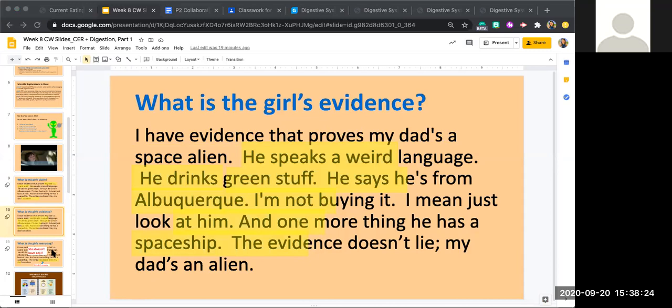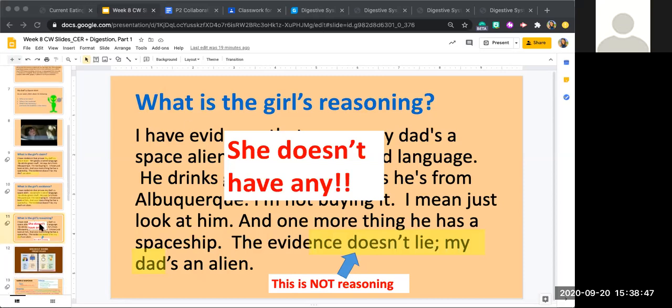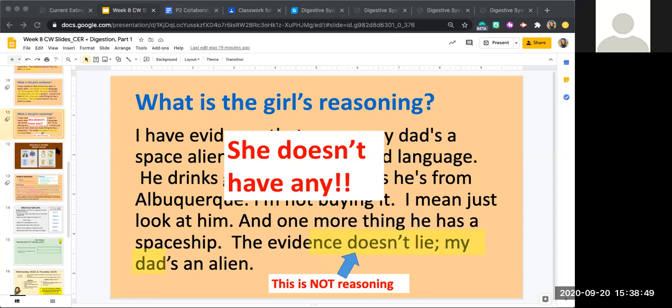Slide 11. What is her reasoning? And if you look closely, you want to be convinced, right? When someone's telling you, well, the evidence doesn't lie, my dad's a space alien, but she actually doesn't have any reasoning. And so her argument's not too strong, right? It's not that convincing.